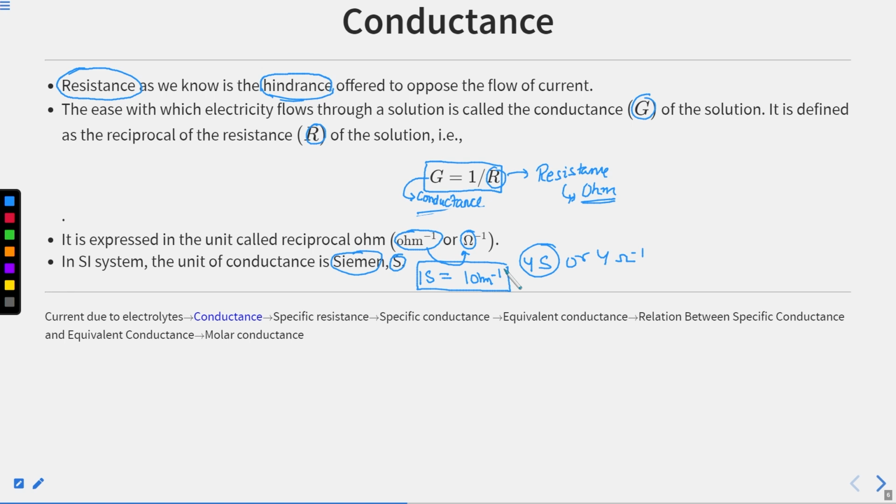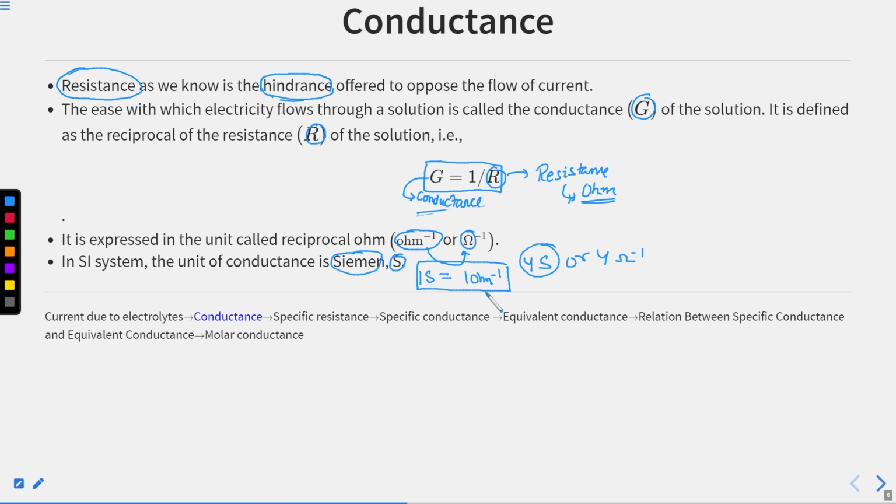The magnitude of both these are equal. Only we are changing the units here. So what is conductance in a nutshell? If you want to imagine it, it is the ease that is offered by that material with which the current will flow through that material. Since here we are interested in solution, it is the ease that is offered by the solution.